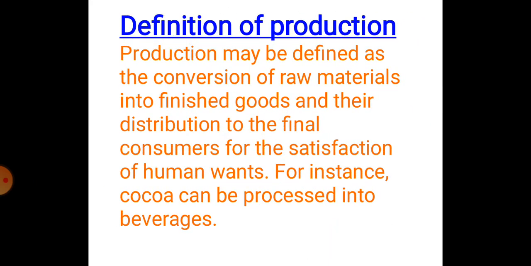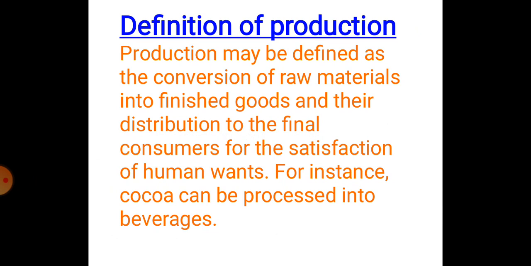Definition of production. Production may be defined as the conversion or processing or transformation of basic raw materials into finished goods and their distribution to the final consumer for the satisfaction of human wants.